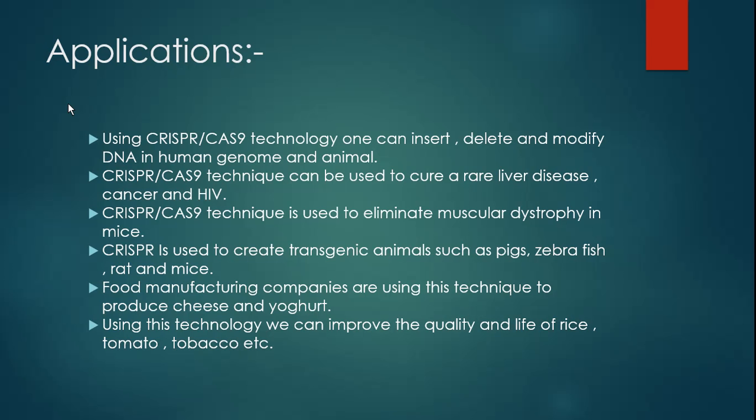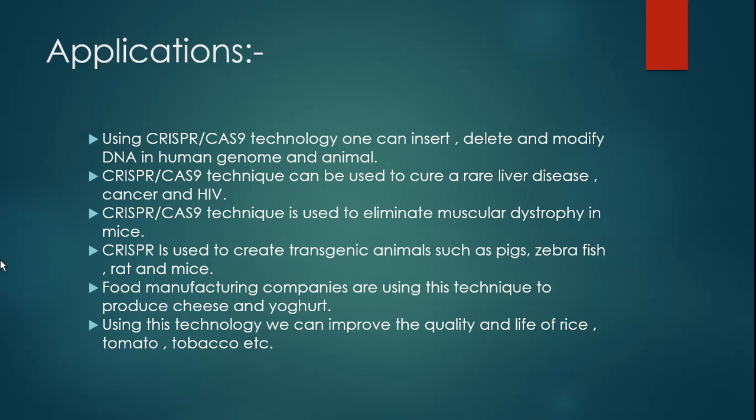Food manufacturing companies are using this technique to produce cheese and yogurt. Using this technology, we can improve the quality and life of rice, tomato, tobacco, etc. CRISPR is also used to cure blindness.